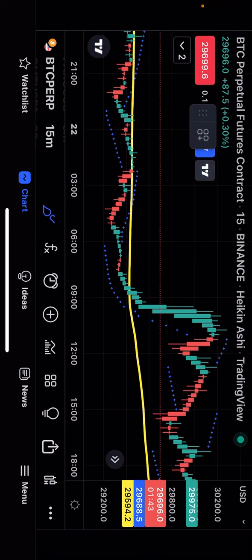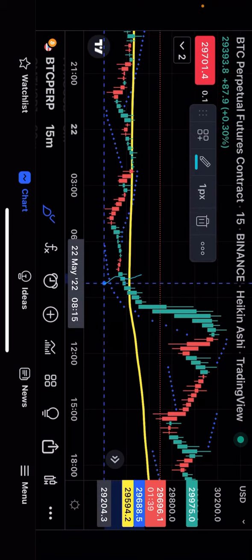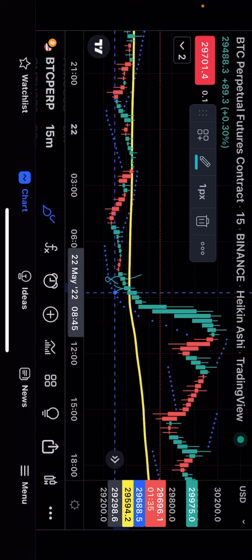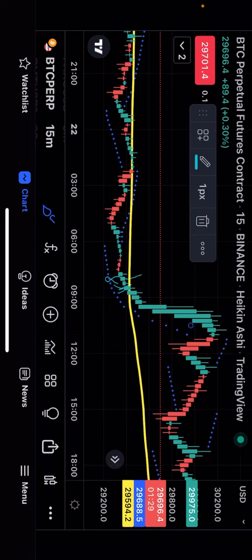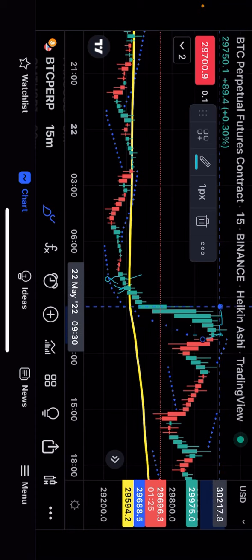See, 1, 2, 3. This is where we will enter at this fourth candlestick here. That should be our entry position. Then you see, we use our parabolic SAR, then we take profit around here. You understand? I will show you how to confirm that this one will reach here.